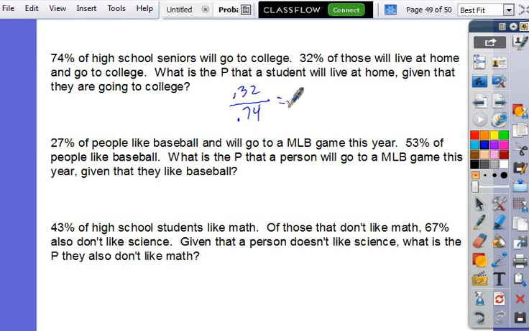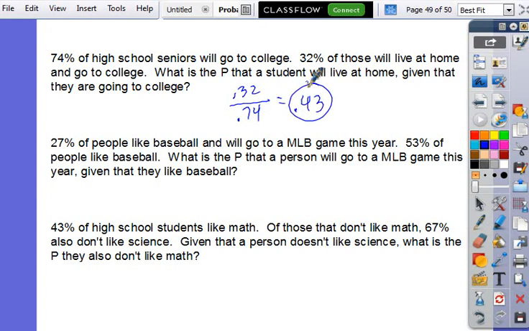This one we probably need to go ahead and divide out. I doubt they would have this type of question with decimal fractions. So 0.32 divided by 0.74 is 16 over 37, which is 0.43. Probably the decimal version is what I'm thinking.